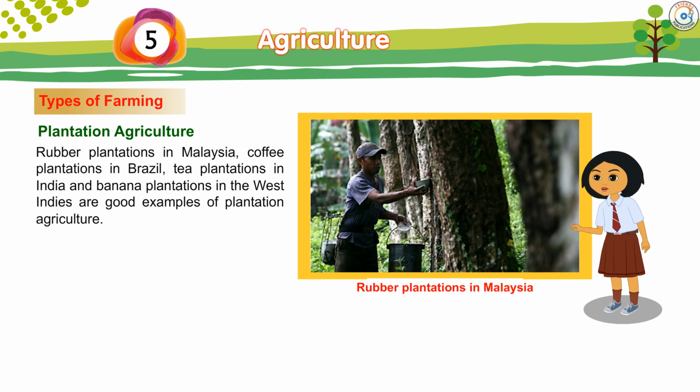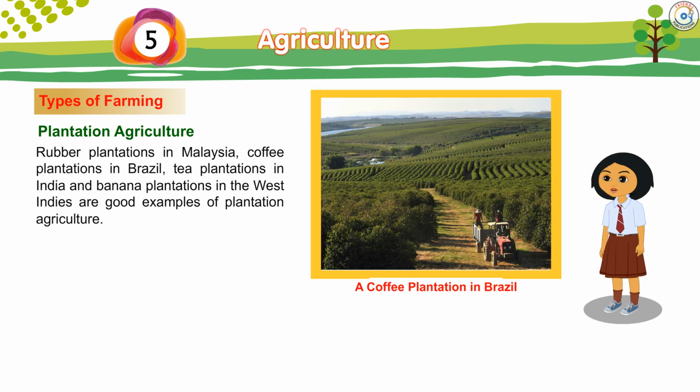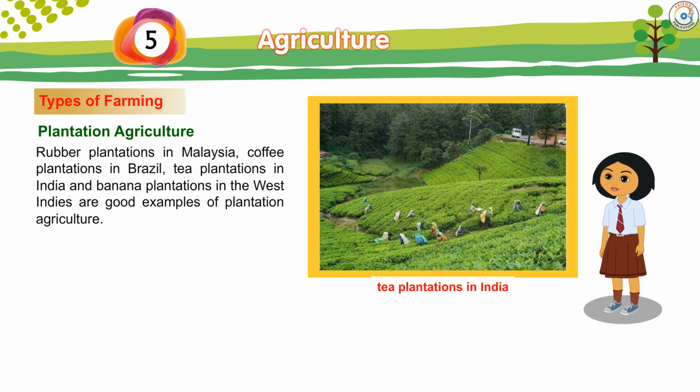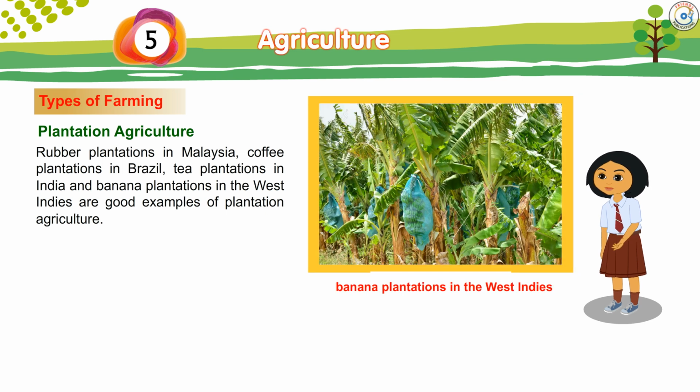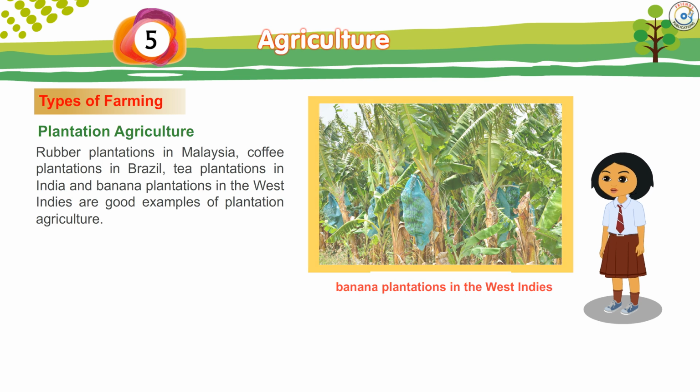Rubber plantations in Malaysia, coffee plantations in Brazil, tea plantations in India and banana plantations in the West Indies are good examples of plantation agriculture.